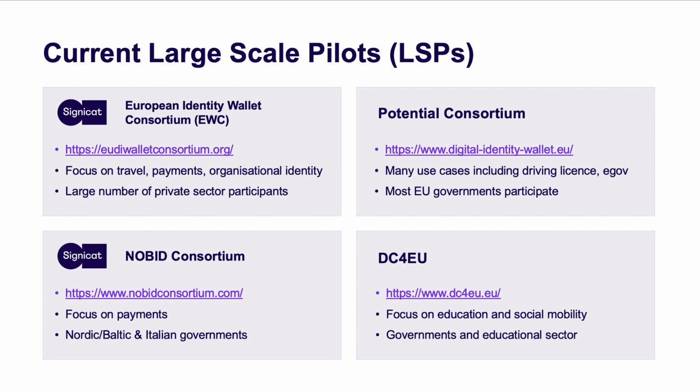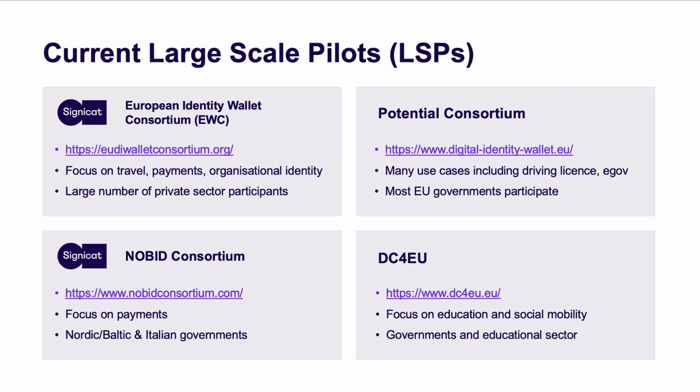So these are the current large-scale pilots. There's 4 of them. They're listed here. From Signicat, we're involved in the European Identity Wallet Consortium, EWC, working on travel, payments, and organizational identity. It's a large consortium. Lots of things happening there. But also NOBID, their only focus is on payments, and they come from Nordic, Baltic, and Italian governments, and they're focusing mainly on account-to-account payments.